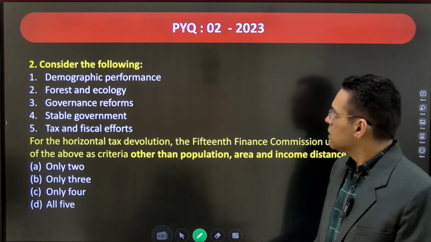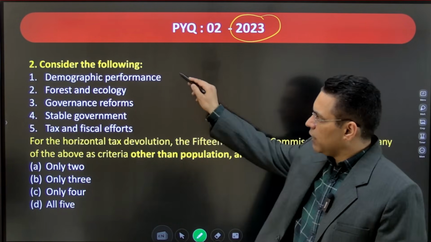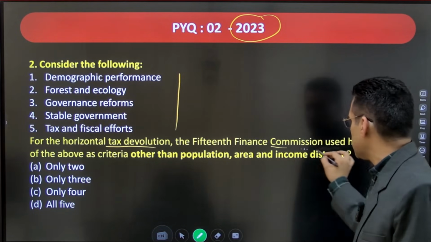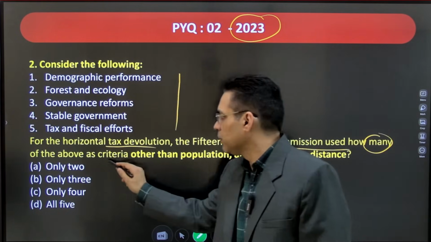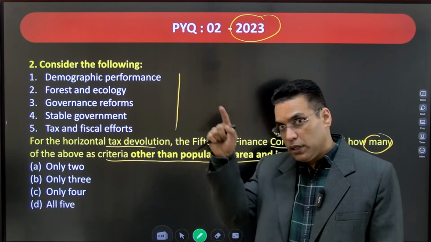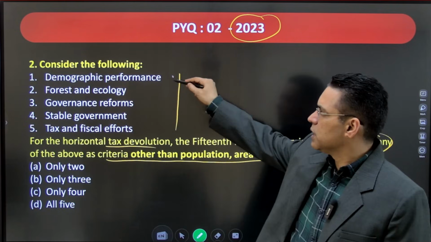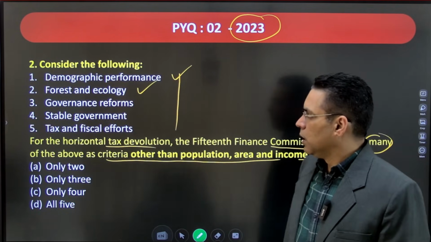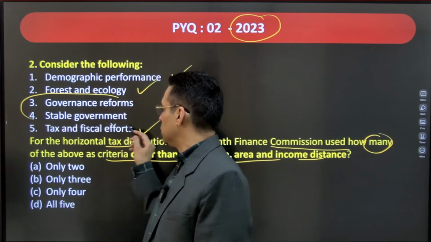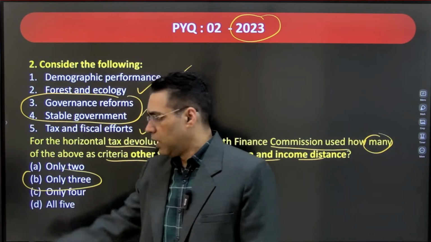Now second, in 2023, this question was asked. Now these are 5 parameters. For the horizontal tax devolution, the 15th Finance Commission used how many of the above criteria other than population and the income distance? Now remember, we saw the table. Just look at this. Demographic performance was there? Yes. Forest ecology was there? Yes. Tax and fiscal effort was there? Yes. Governance and stable government reform? No. This is not a direct criterion. So naturally here, B would be the answer.